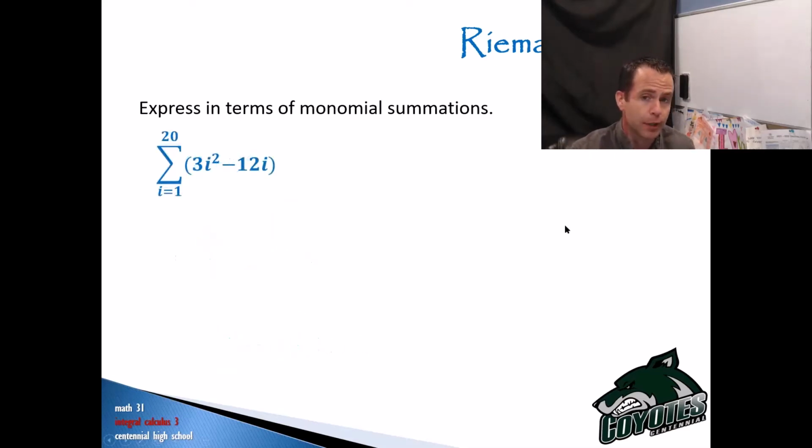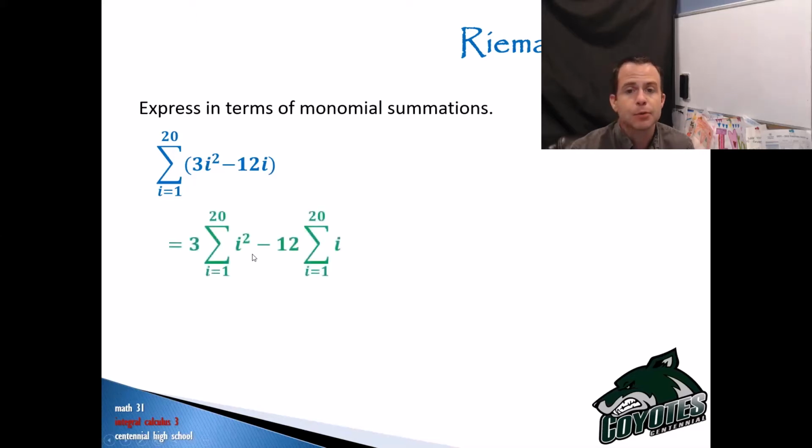We're going to go from 1 to 20, but again, I'm just expressing it as monomial summations. So this guy will be distributed to each one. So I end up with 3 times the summation of i squared minus 12 times the summation of i. I don't have to do anything with i right now because I haven't been asked to evaluate it. In a minute, I'm going to be asked to evaluate it.